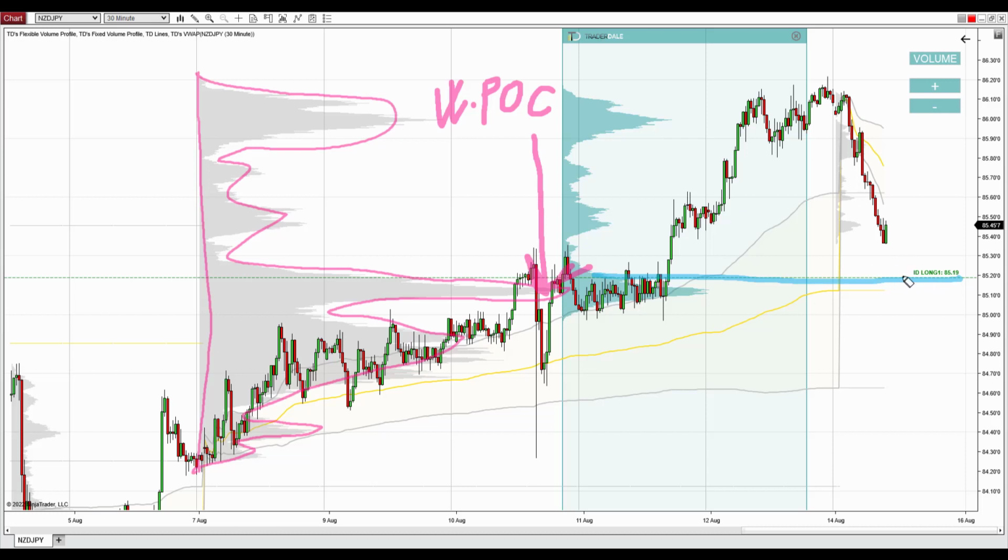Right? So that's another reason why I think that there should be a reaction, because the weekly point of control is just by itself a very strong level to trade from. So that definitely adds strength to our level, right? So that's about the New Zealand dollar Japanese yen.